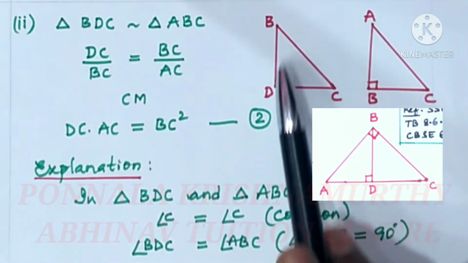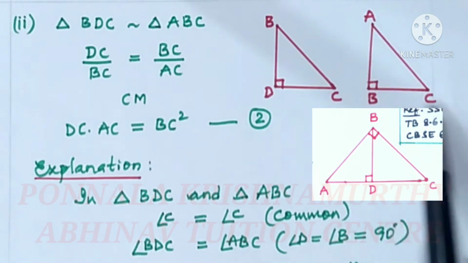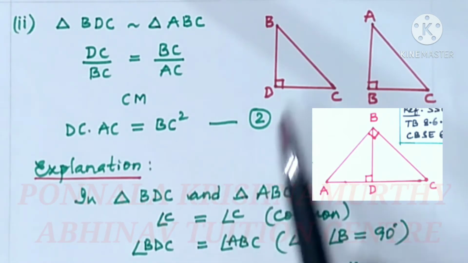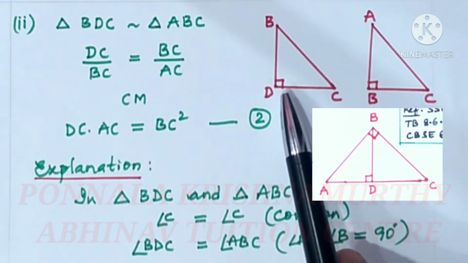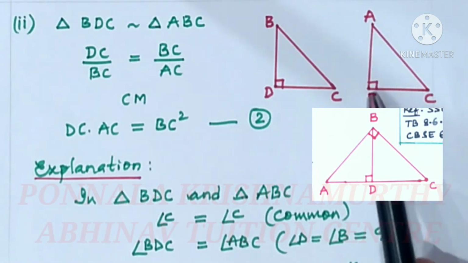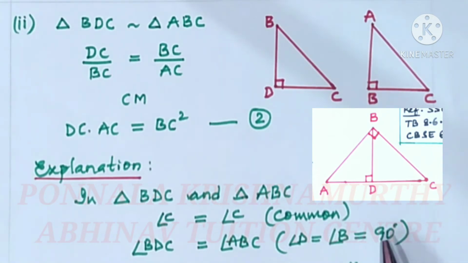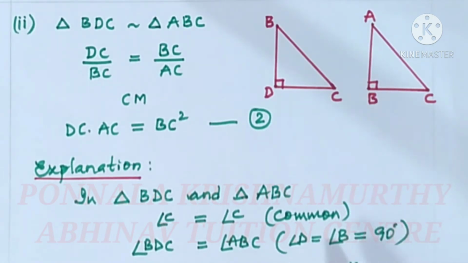In triangle BDC and triangle ABC, angle C is common. Angle BDC here is equal to angle ABC. Here angle D and angle B both are equal to 90 degrees. When two angles of one triangle are equal to two angles of the other triangle, the third angle of the first triangle is equal to the third angle of the second triangle, since the sum of the three angles should be 180 degrees.